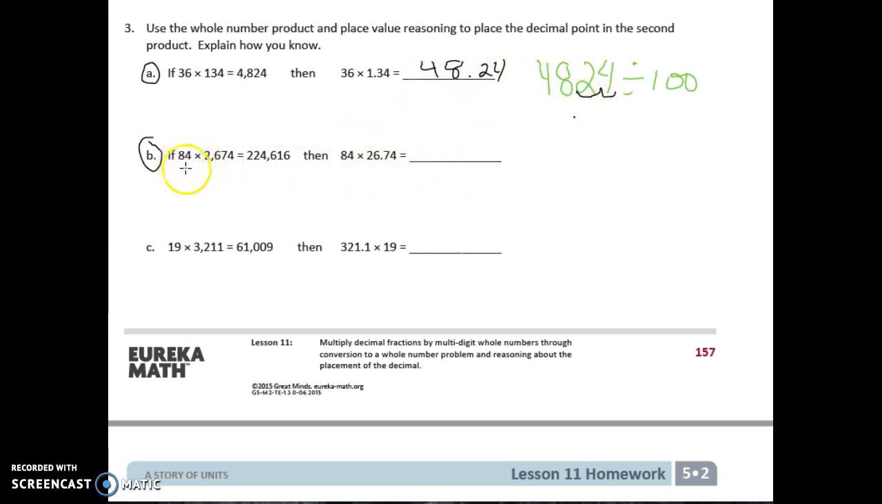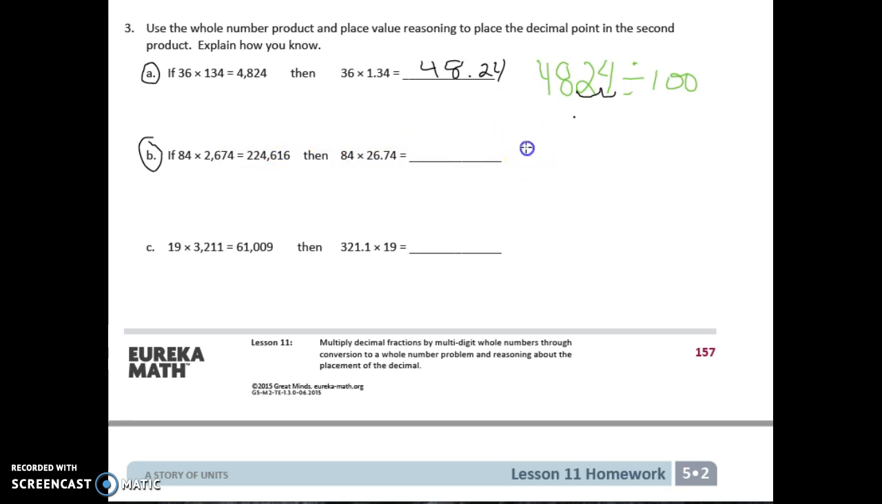This one is if 84 times something equals 2,674, then what if it wasn't 2,000? What if it was 2 in the tens place, 6 in the ones place, and so on? So they lost 2 place values here. They must have said this number right here times 100 so that it goes up to 2,000, right? Because it moved over from the tens place to the thousands place. So if this is the answer, we just lose 2 place values to get to this, right?